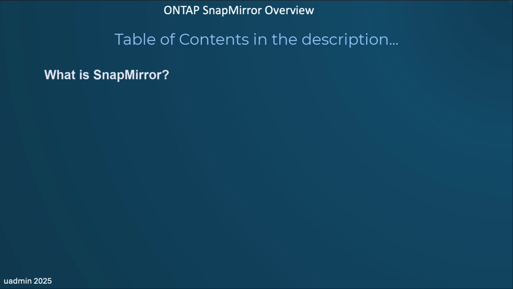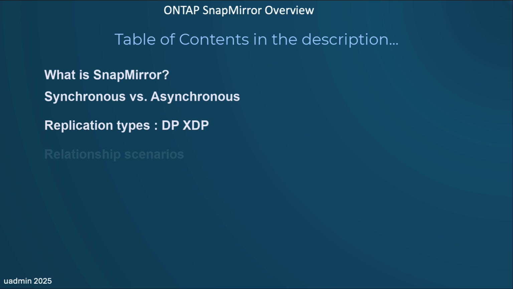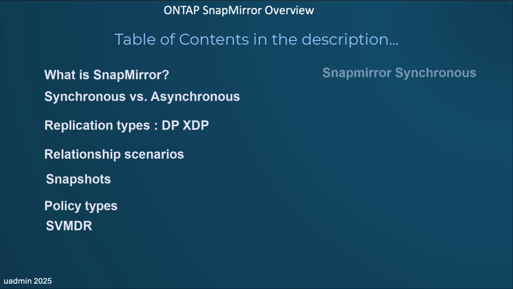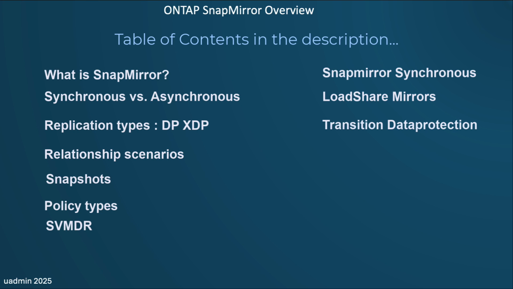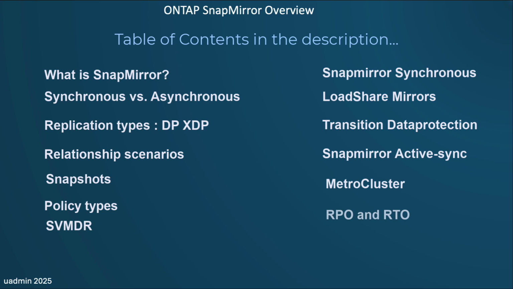And these topics are an intro to what SnapMirror actually is, synchronous versus asynchronous SnapMirror, replication types, some scenarios, snapshots, what are they and why are they needed in SnapMirror. We'll check out policy types and then we move on to SVMDR, SnapMirror Synchronous, LoadShare Mirrors and transition data protection. And finally we'll have a quick look at SnapMirror Active-sync and MetroCluster. The last one of which actually is not a SnapMirror solution, but still it's an important player in data protection and availability. And the terms RPO and RTO you may be familiar with, but I use them to close off and make some comparisons with what we have discussed.